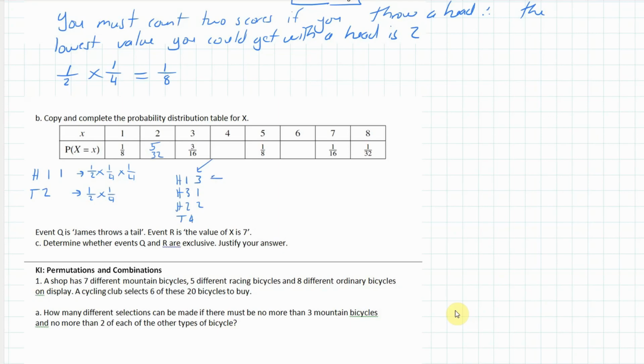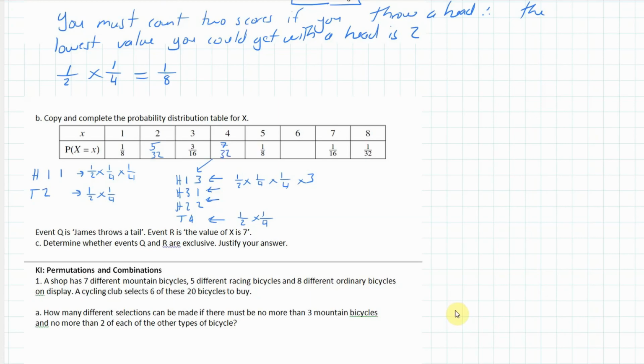Now, each of these ways, right, is the same. It's 1/2 times 1/4 times 1/4. And since there's 3 of them, we can just times that by 3. And this one here is 1/2 times 1/4. Now we add that all together, and I'm getting 7/32.